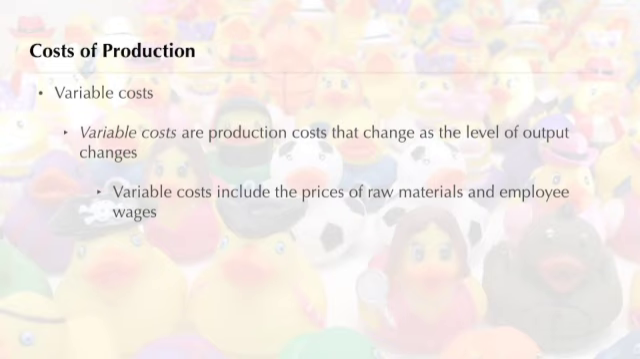Unlike fixed costs, variable costs change as the level of output changes. Variable costs include raw materials and wages. In the case of the rubber duck factory, for example, as production rises from 10 to 1,000 ducks a day, the number of workers also rises. The wages of these workers are an added or variable cost. So are the added materials used to make the additional 990 ducks.